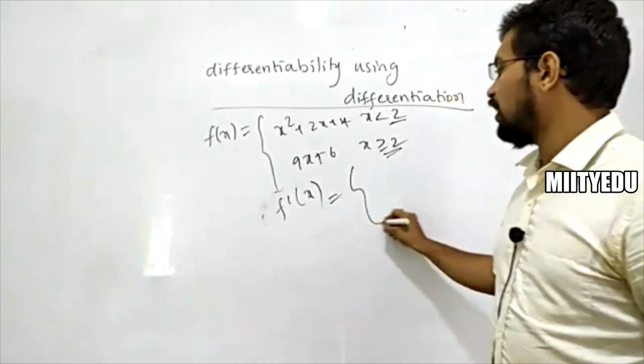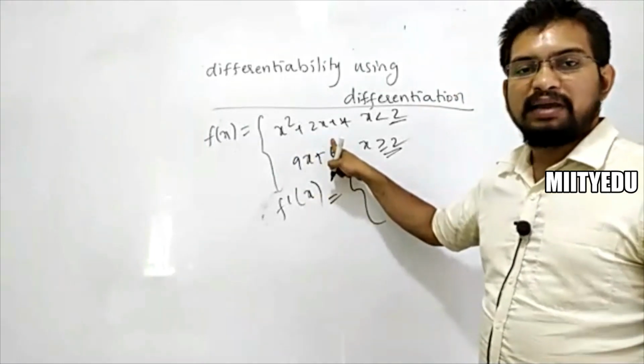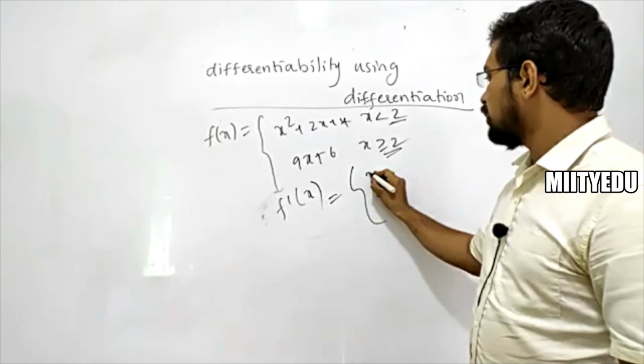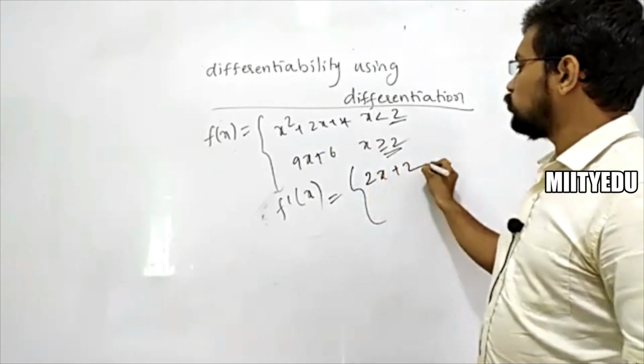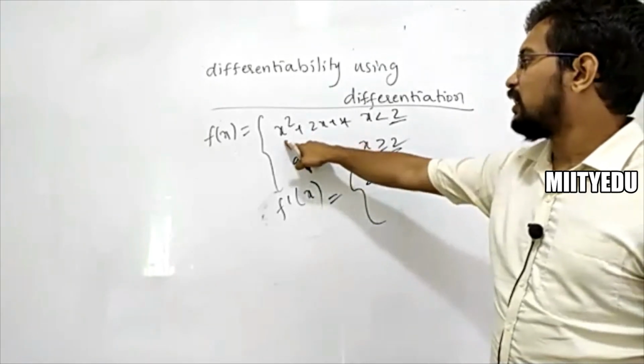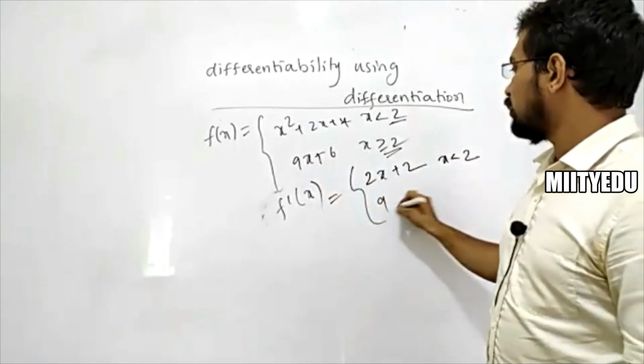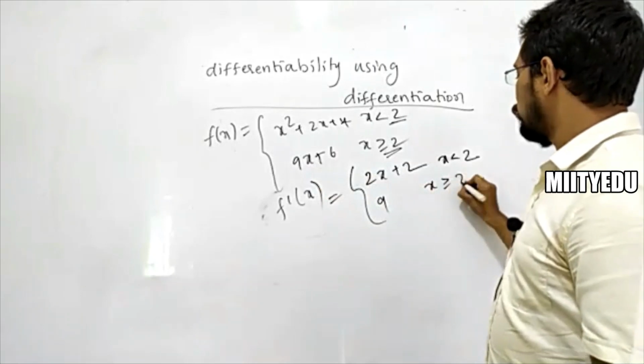How do you write f dash x? Mainly basic differentiation. Please try to use basic differentiation. How is that? This is something like 2x plus 2, differentiating this entire thing. 2x plus 2 for x less than 2, and this is nothing but 9 for x greater than or equal to 2.